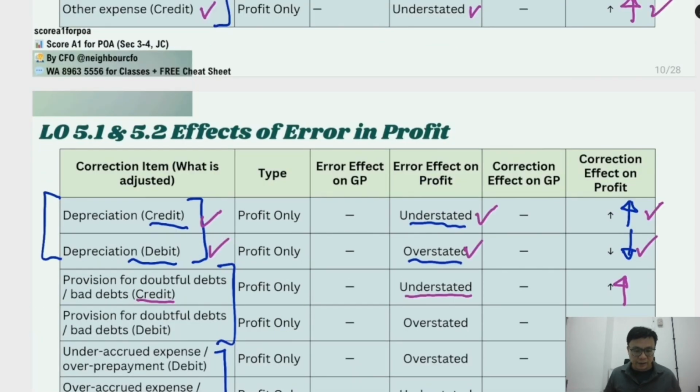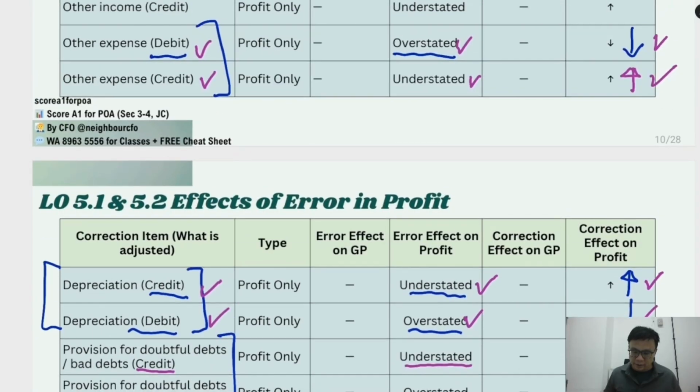Look at it as just yet another expense. You can see over here, when you do a credit of expenses, your provisions for doubtful debt, same thing, just like a bad debt itself or doubtful debts, you credit because it is understated. And therefore, after the adjustment, now the profit increases.